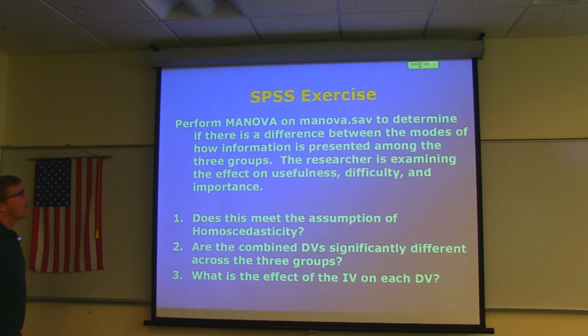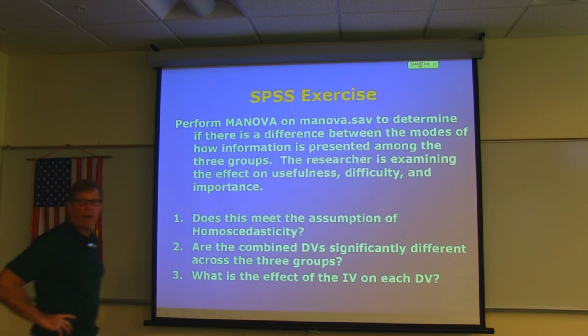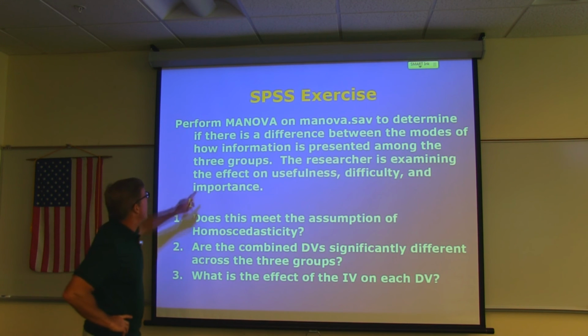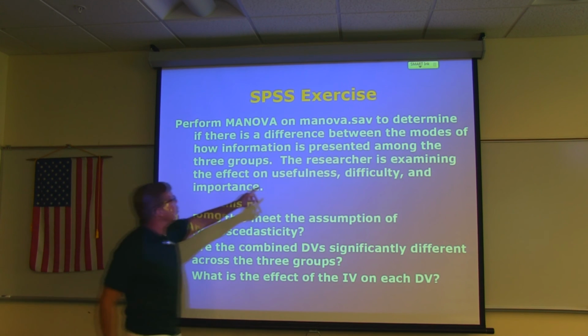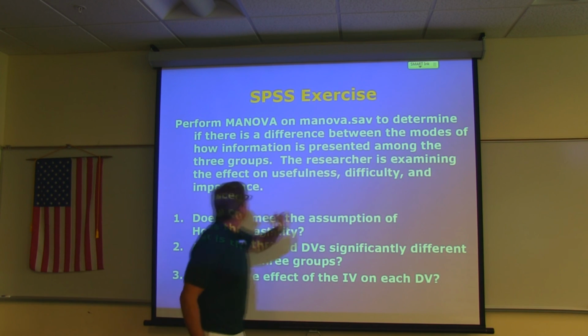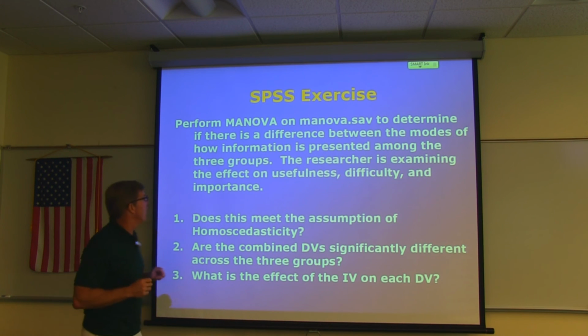Perform MANOVA on manova.save to determine if there is a difference between the modes of how information is presented among the 3 groups. So we have one factor A with 3 levels. The researcher is examining the effect on usefulness, difficulty, and importance. Looks like we have 3 dependent variables.